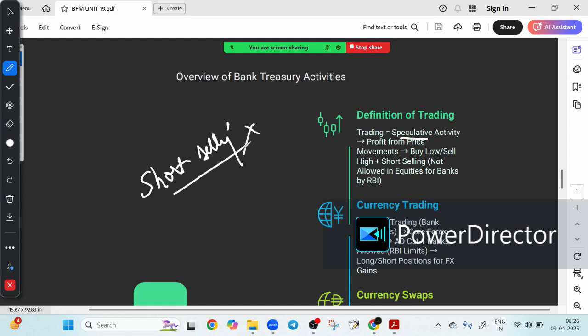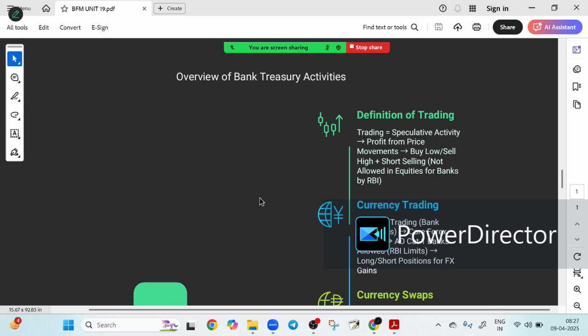Then we have currency trading. At the center of the bank treasury, it's all about currency trading. Here, banks take positions in global currencies based on an authorized limit from the RBI. RBI sets an authorized limit, and based on that limit, banks take positions in global currencies, whether long position or short position. It's all about smartly managing foreign exchange gains. That is currency trading, so it is a kind of speculation activity, as I just told you.